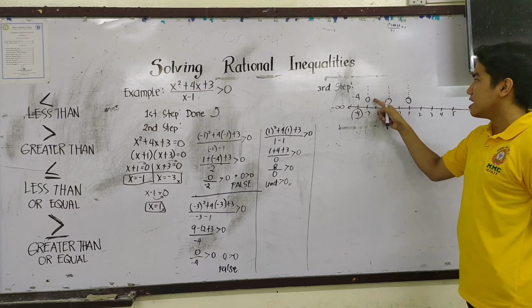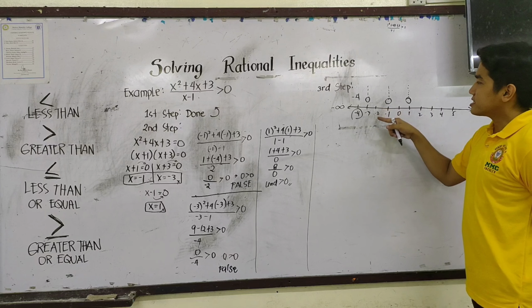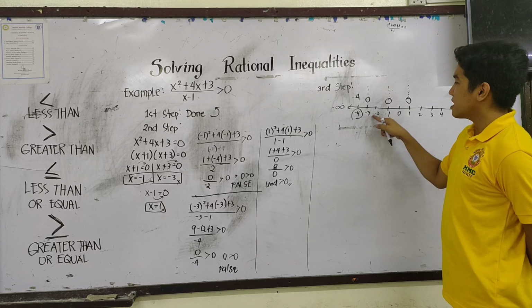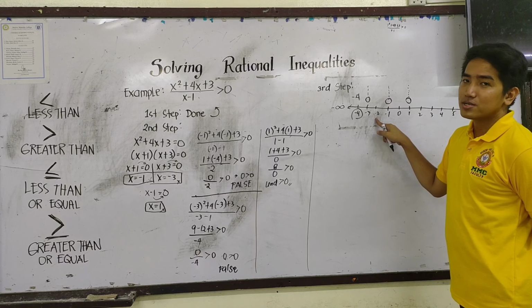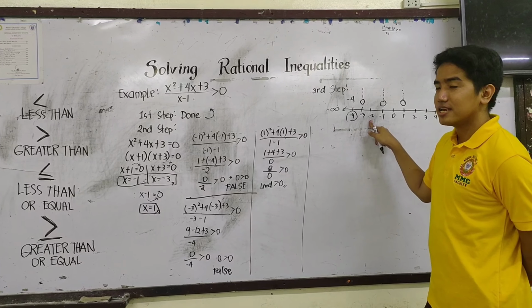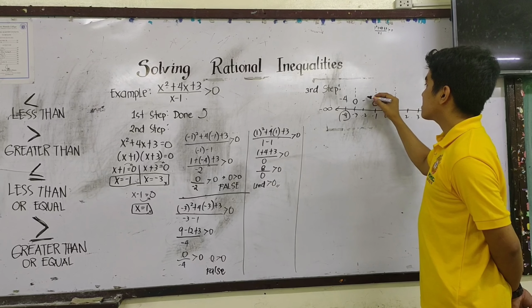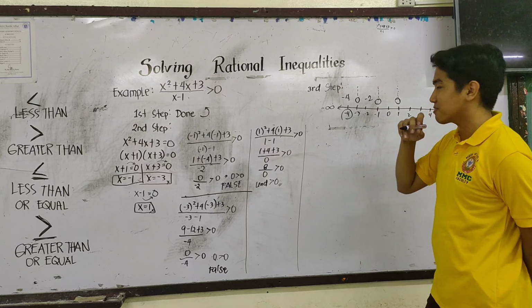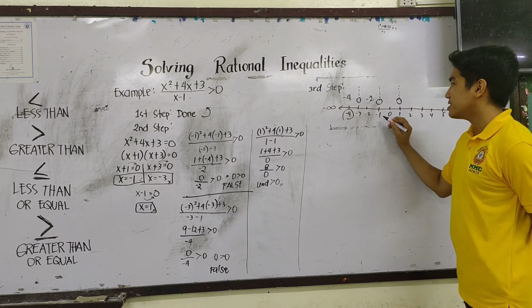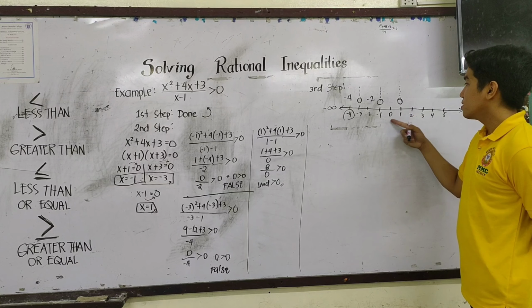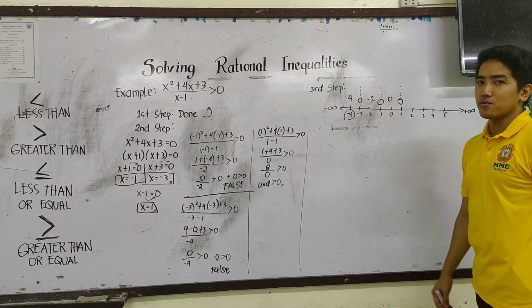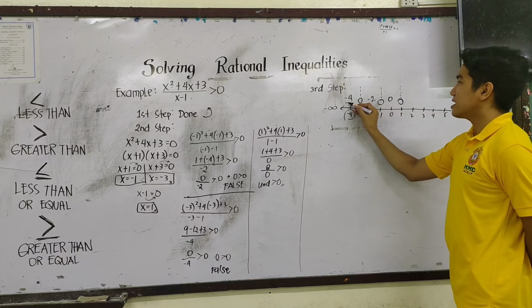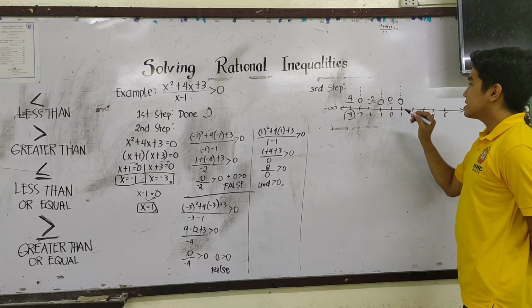Next, dito naman sa area na ito, since sa pagitan ni negative 3 and negative 1, we have here the negative 2. So kukunin na natin si negative 2 para sa ating test value. Next, sa pagitan naman ng negative 1 and 1, andito na si 0. Lalayo ko pa ba? So, kunin mo na si 0. So we have negative 4, negative 2, 0.